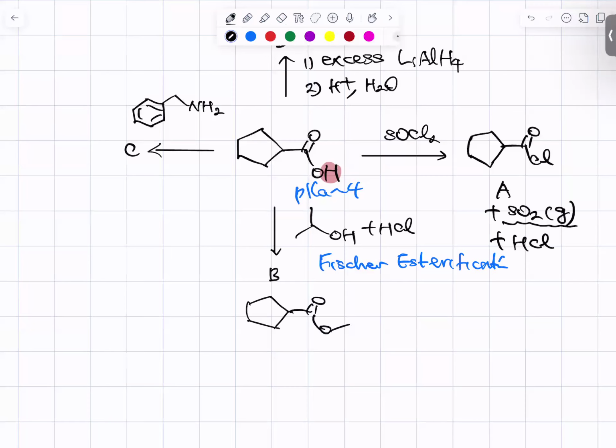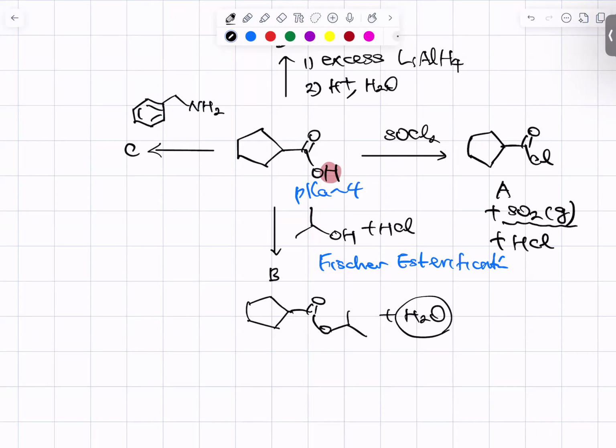Ester, and here we have oxygen right there. We have isopropyl group right there. And plus it will be forming water. So water is a byproduct. So by specific distillation method, we need to take out water because this is an equilibrium process.